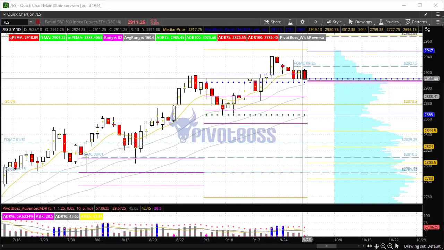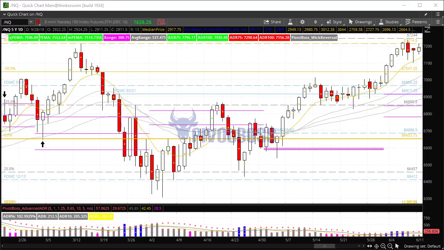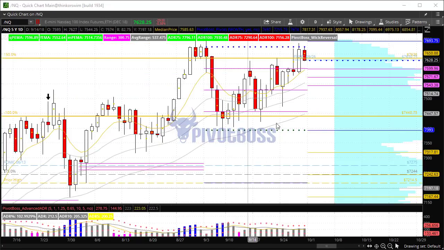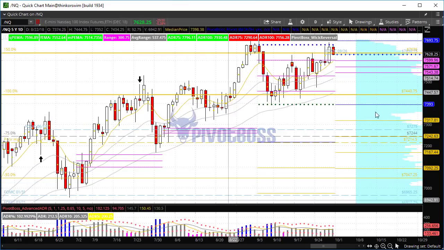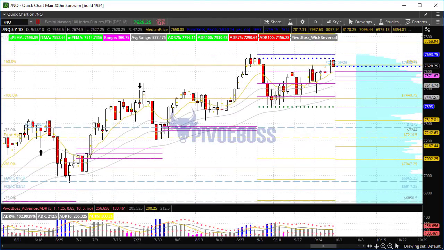All right, here's a look at the NQ. The NQ also has an FOMC key level that it is testing right now. It's 7630.75.